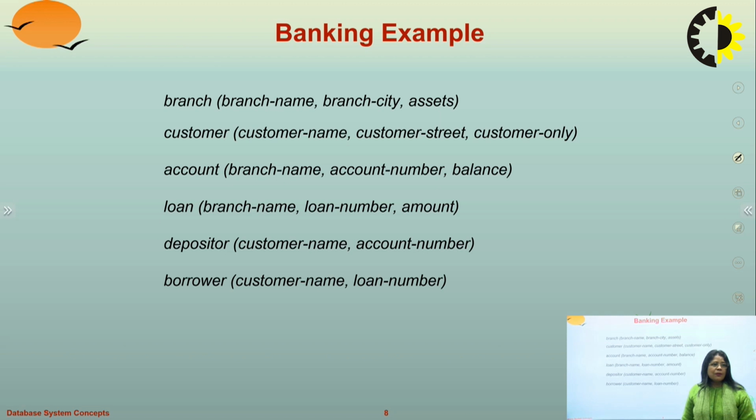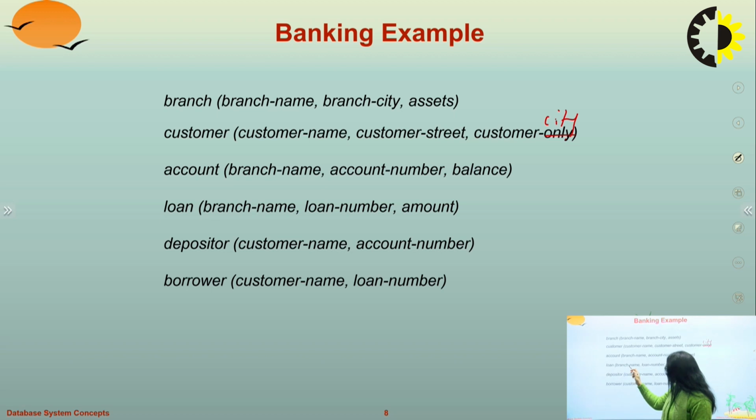Now we can take one example. Here we have 6 tables. One is branch, another is customer, account, loan, depositor, and borrower. This is the famous example of the 4th book. In the branch table, branch name, branch city, and assets are the attributes. In the customer table, customer name, customer street, and customer city are the attributes. Account has branch name, account number, and balance.